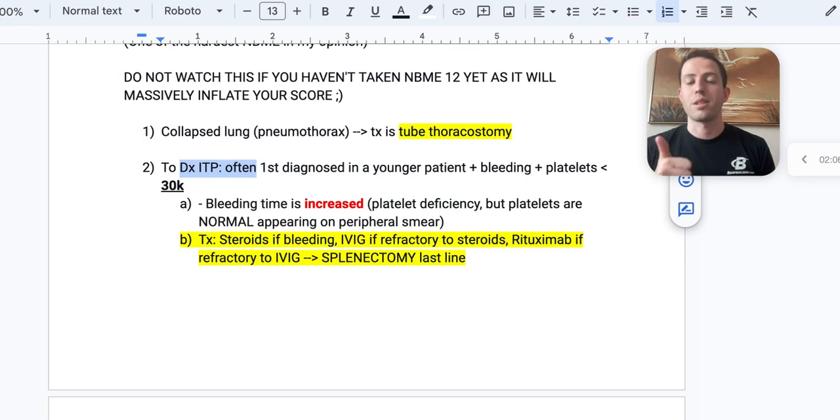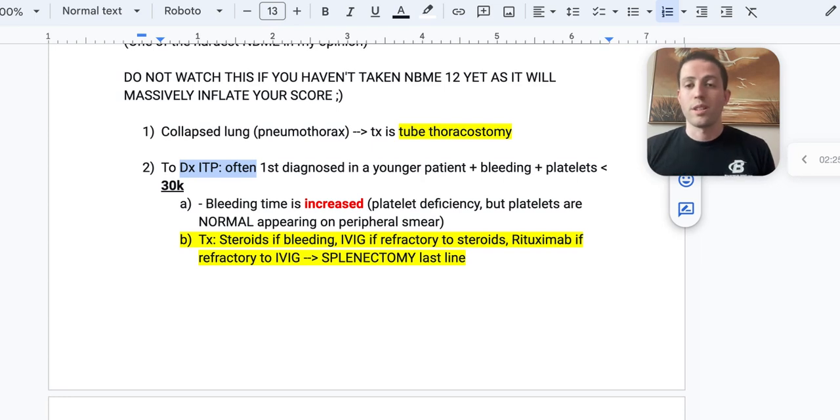They're often going to be symptomatic, such as bleeding. They could have mucosal bleeding. They could have epistaxis. They could have some bleeding that's a little bit heavier during menses. And generally, they're going to have low platelets. And so the cutoff that the NBME most likely is going to use is 30,000 platelets or less.